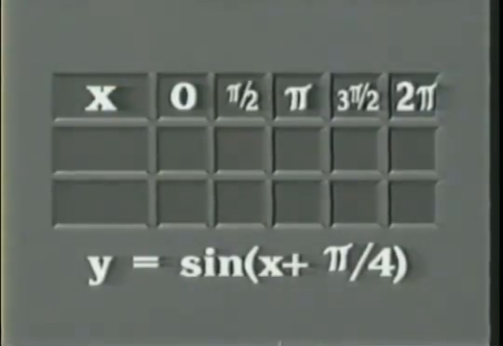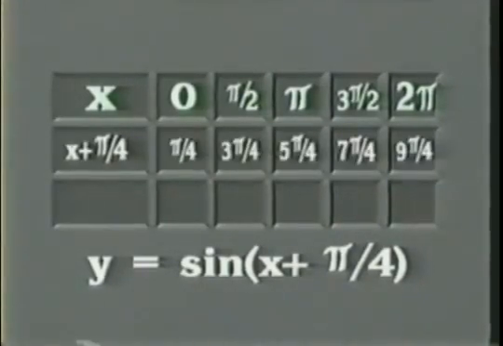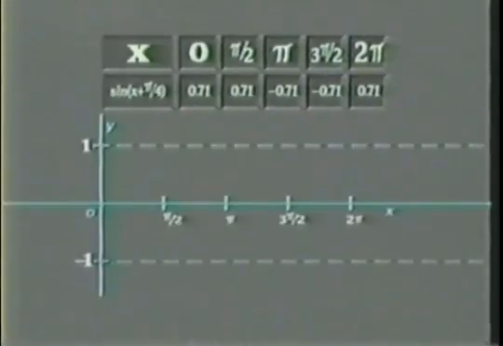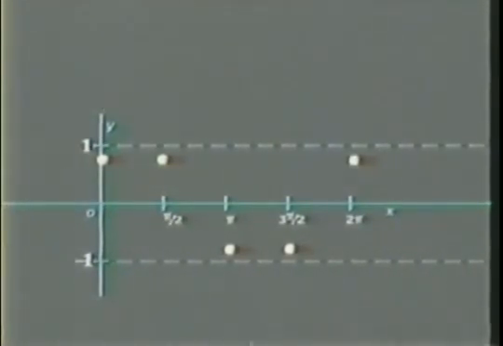We can also graph by means of a table. For y equals the sine of x plus pi over 4, let's choose some standard angles. Now, add pi over 4 to each angle. A calculator gives the sine values. On the plane, the points look like this, but it's not obvious how to connect them to form a sine curve. We need something else.